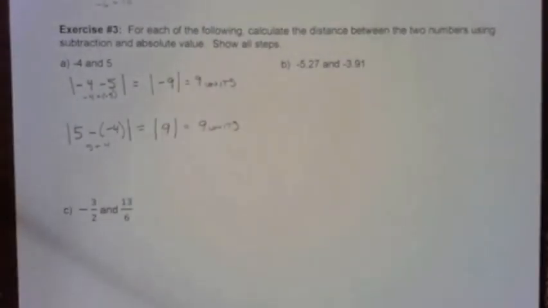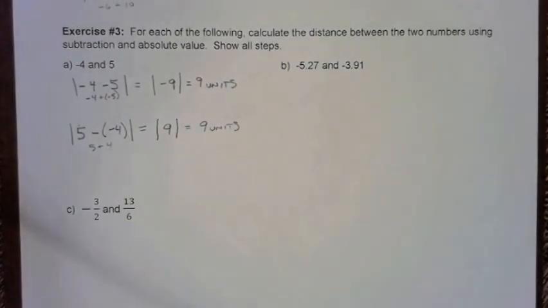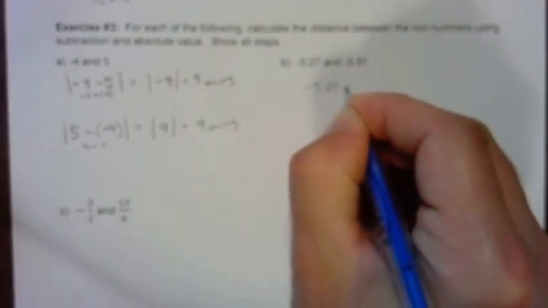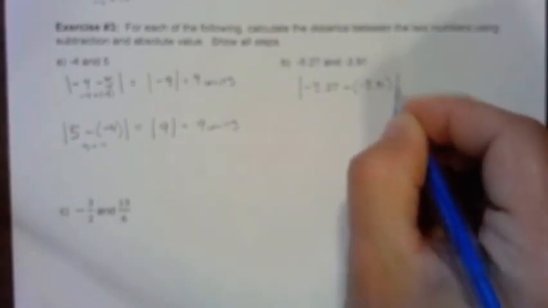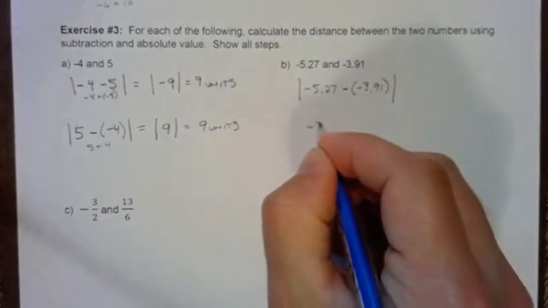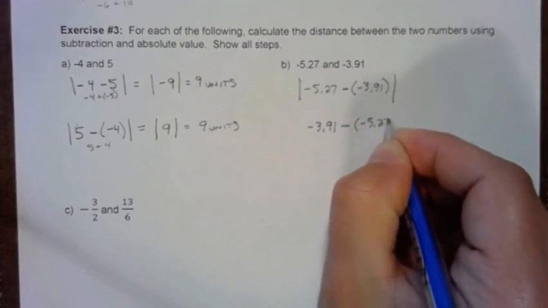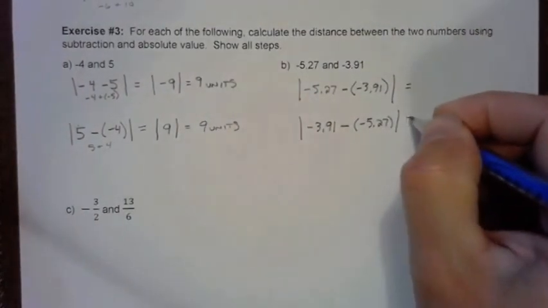Letter B, how far apart are -5 and 27 hundredths and -3 and 91 hundredths? Well, again, no number line here, but we can set the problem up by doing subtraction in absolute value. Okay, so I could do -5 and 27 hundredths minus -3 and 91 hundredths in absolute value. Or I could do -3 and 91 hundredths minus -5 and 27 hundredths, again, in absolute value. These will both give me the same answer because of the absolute value.